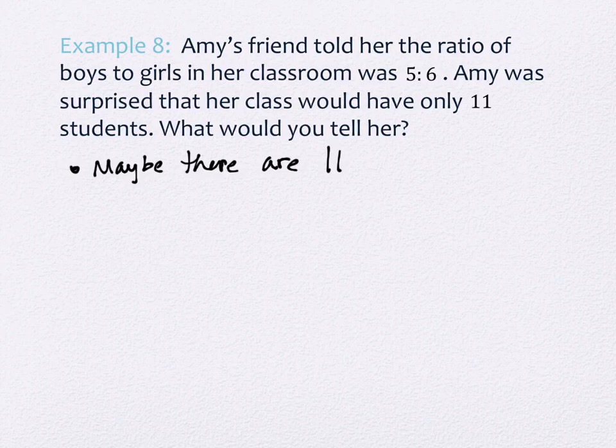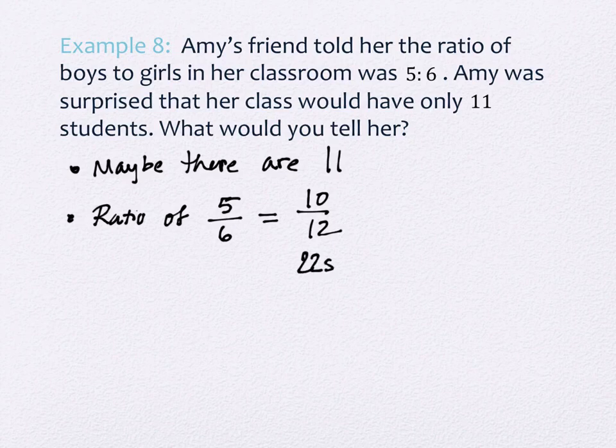So you might talk about the fact that this ratio of 5 to 6, and I'm going to write it in fraction form, is equal to 10 to 12 as well. Right? That's the same ratio. If you multiply the top and the bottom by 2, you get 10 to 12. This would yield, if you're thinking about it from this perspective, 22 students. That might be quite reasonable, right? Elementary school classes, 22 students is a fairly typical kind of number.